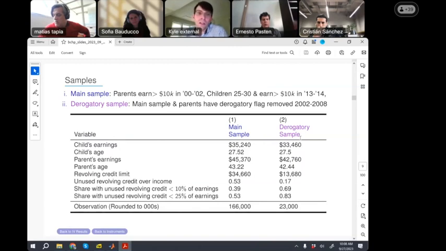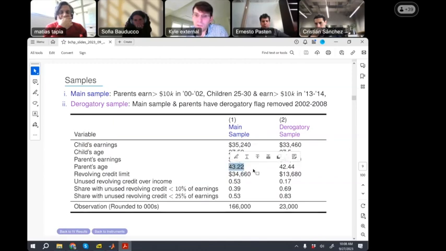I'll start off with these summary statistics for the main sample and the derogatory sample. Parents have to earn $10,000 in 2002, and children have to earn $10,000 between 2013 and 2014. That defines the main sample. The derogatory sample is the intersection of the main sample with those who have their flags removed between 02 and 08, so that includes the treatment and control. In the main sample, the children earn $35,000 in 2013 to 2014. That's their average earnings per annum over those two years. They're about 27 and a half when we see them in 2013, 2014. Parents earn about $45,000 in 2000 to 2002, and they're about 43 years old.